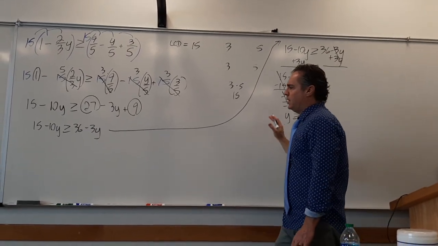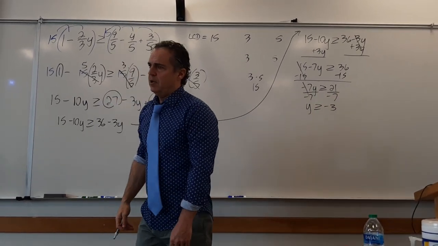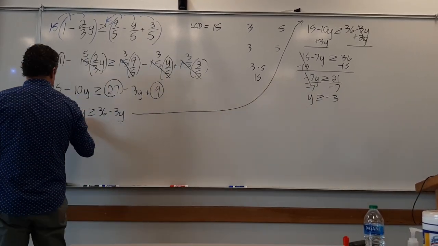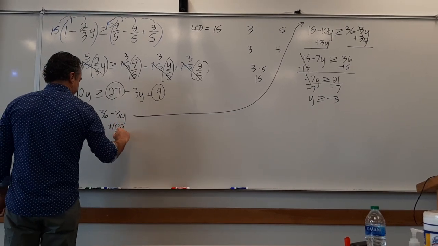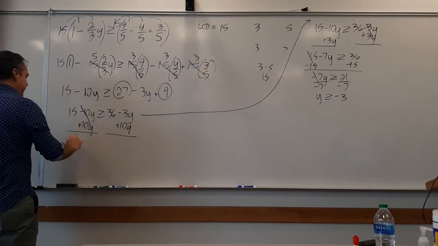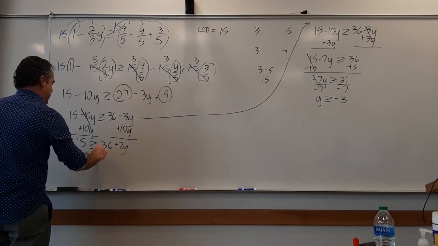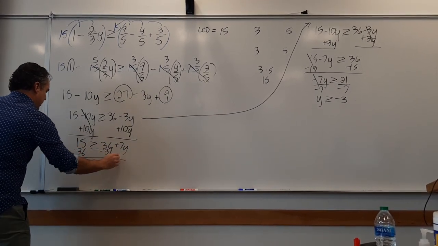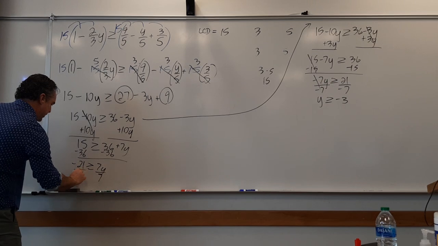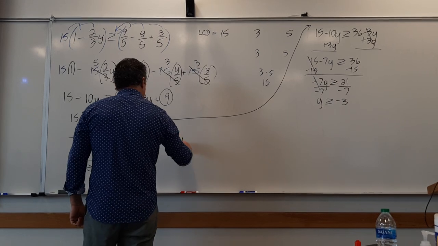Now before you say anything to me, I want you to come back here. What was another way we could do this problem? Instead of adding 3y, we could have added 10y. Okay, so let's do that. Let's add 10y. And these cancel, and I get 15 is more than or equal to 36 plus 7y. I subtract 36 from each side. I get negative 21 is more than or equal to 7y, and I divide by 7 and divide by 7. And I get negative 3 is more than or equal to y.